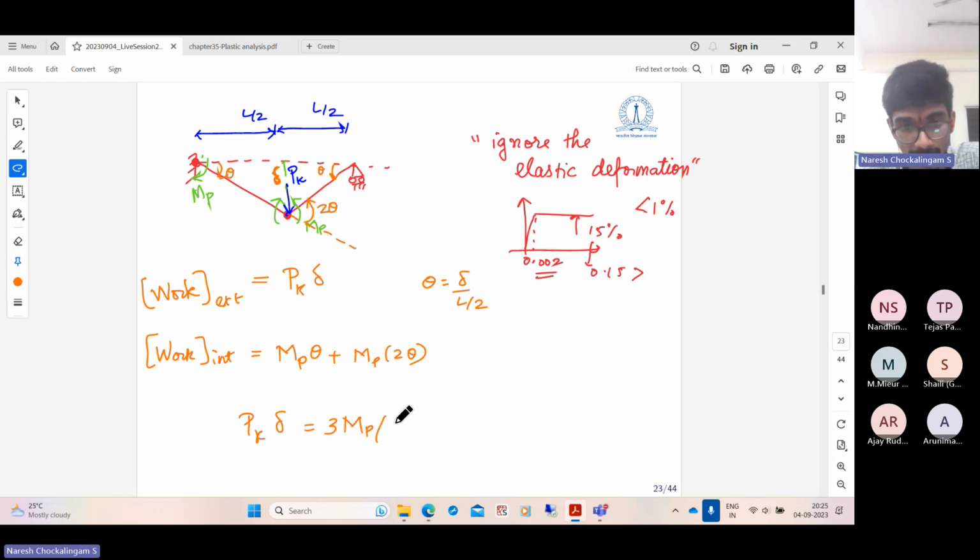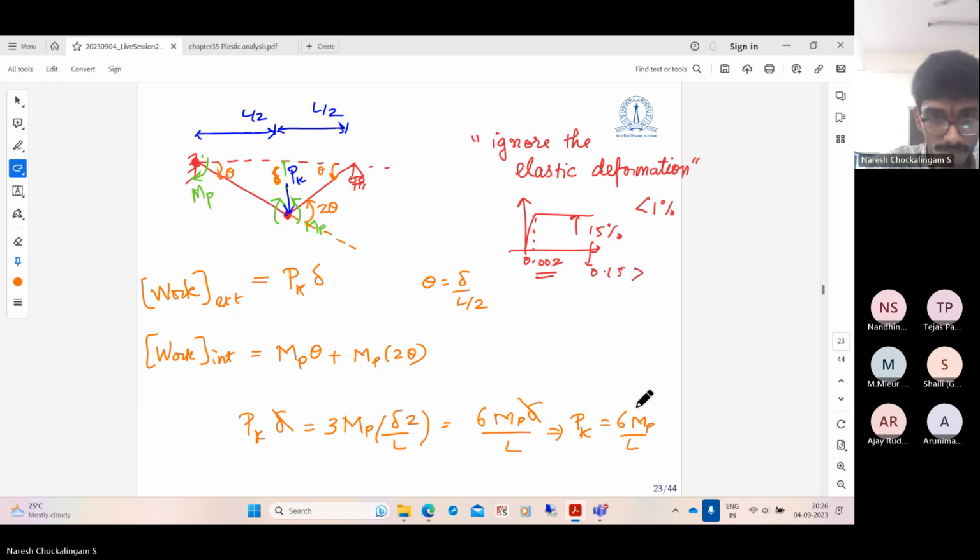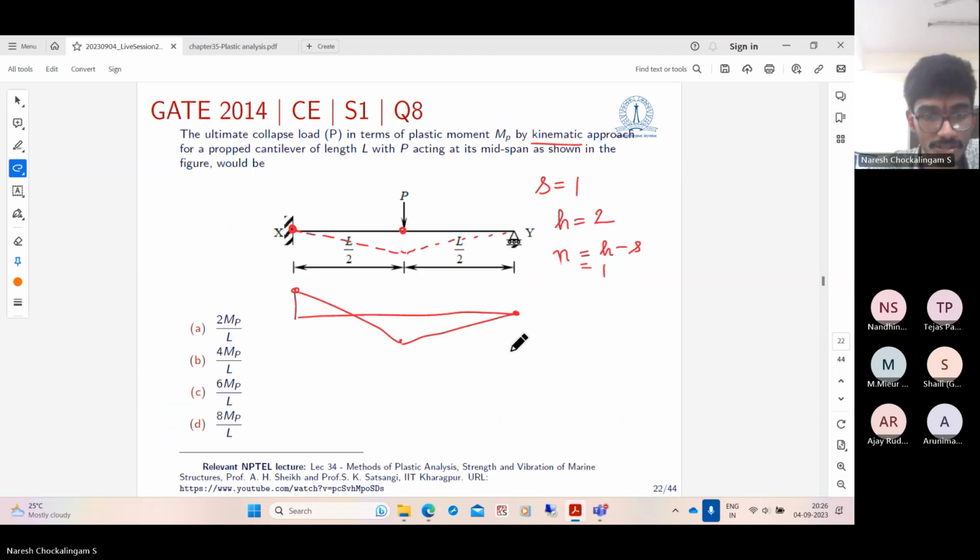And what is theta? Delta by L by 2. So it is nothing but 6 MP delta by L. Just cancel delta on both sides. We get the plastic collapse load as 6 MP by L. So it is option C.